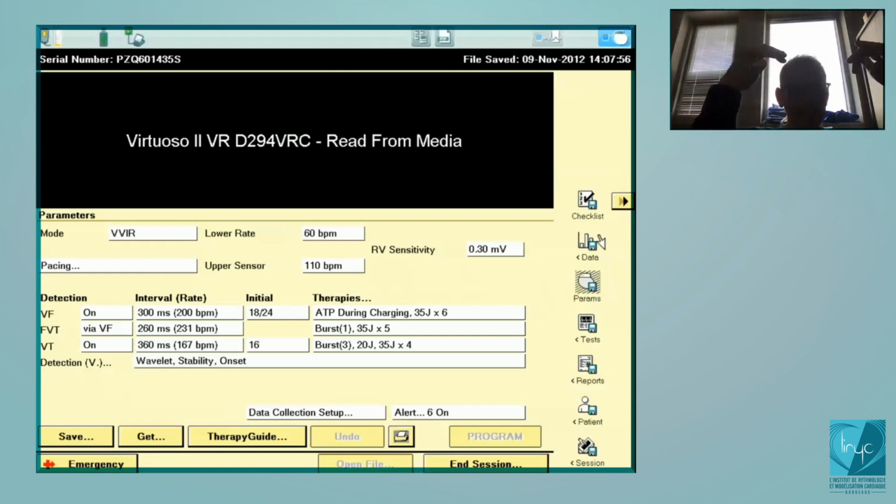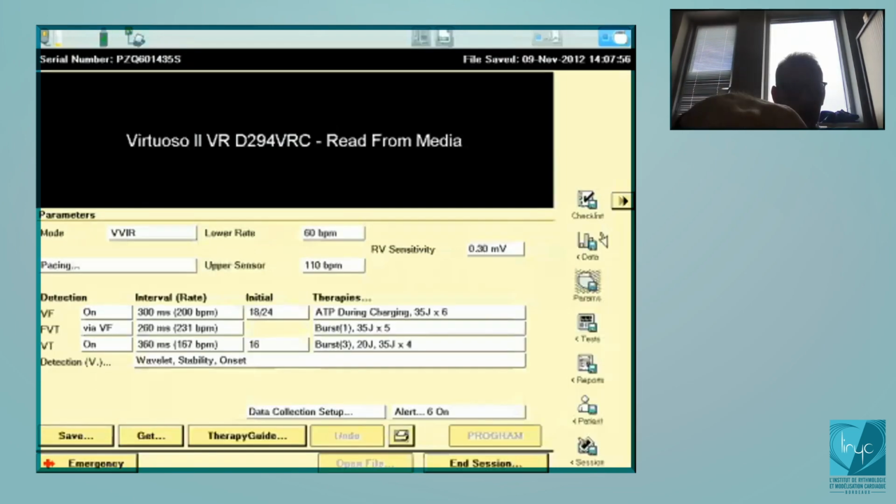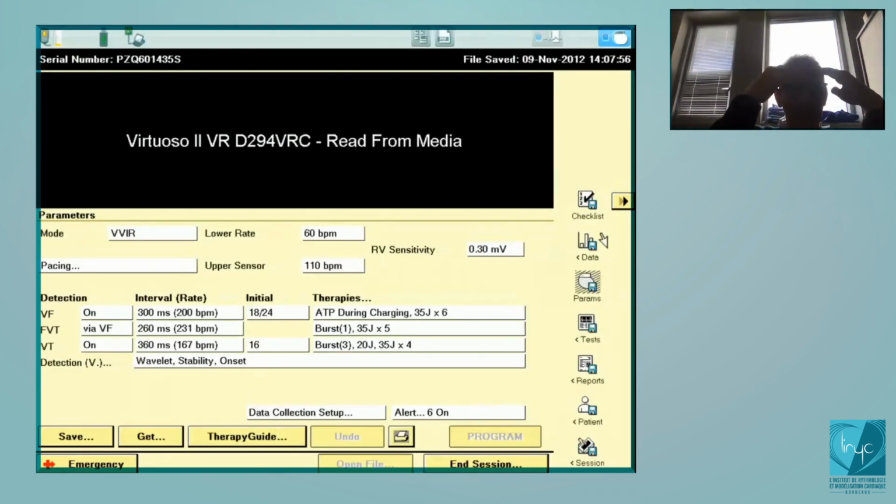If all the 8 last cycles are fast VT, none of them are VF, then you will diagnose an episode of fast VT, and then the therapy of the fast VT zone will be delivered. I could spend a lot of time explaining why there is absolutely no sense. I don't understand how it is programmed here, but I may not have enough time.